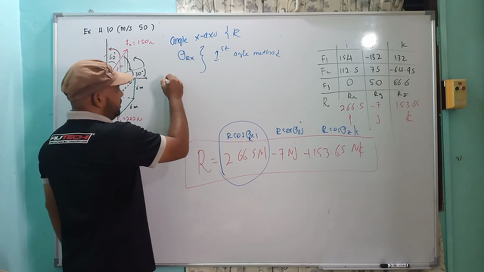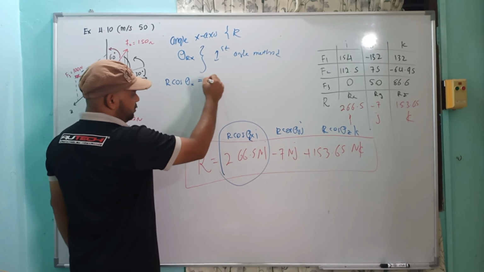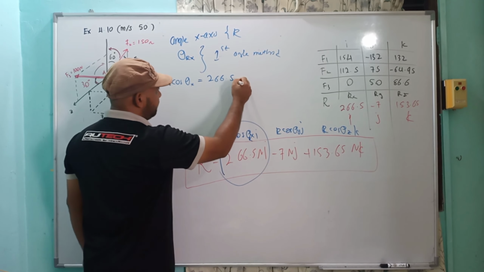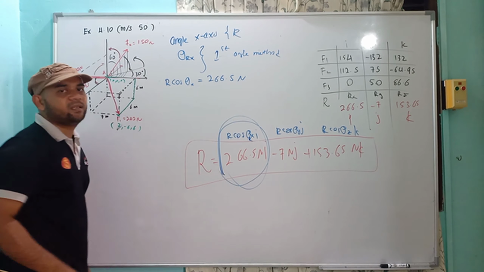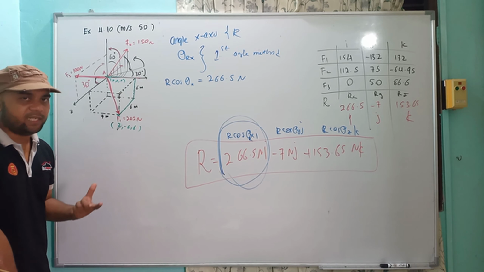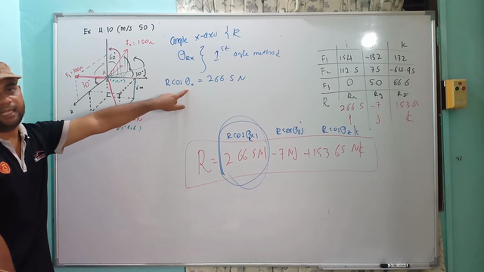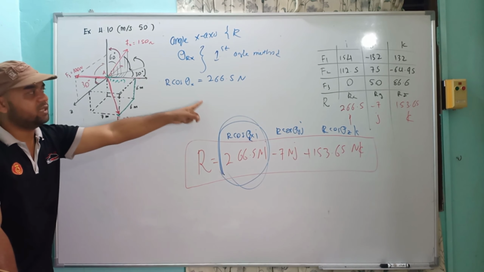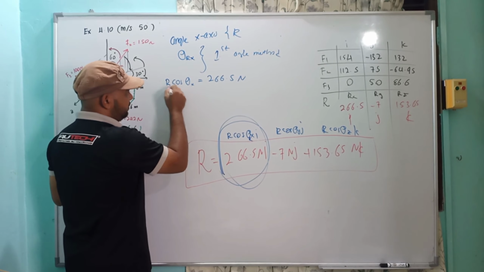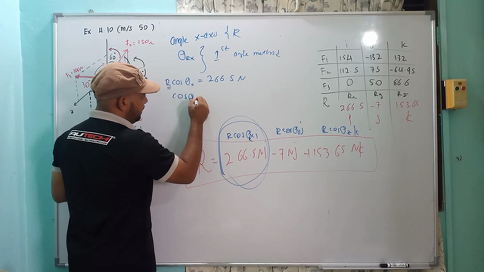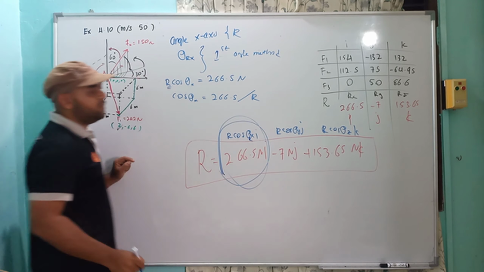So you know directly from here, R cos theta x is equal to 266.5 Newton. This is taken from here using the first angle method. If you really understand the first angle method, you know directly it is from here. But the question asks you to get the theta, not R cos theta. So you have to calculate theta. From here, cos theta x equal to 266.5 divided by R.